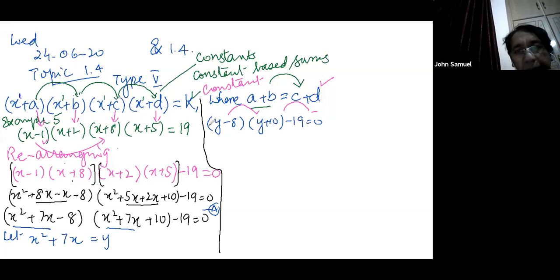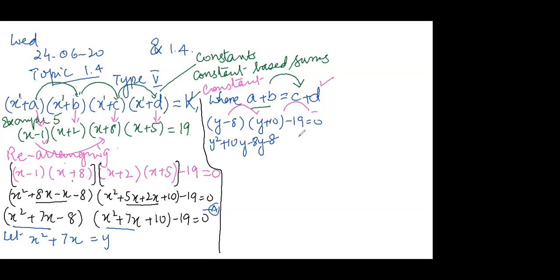Now, instead of four linear factors, this has shortened and become two linear factors. Now we can easily multiply, as we have already done. This was easy, so we can easily multiply these. y into y, you know that y square plus 10y, similarly minus 8y, and then minus 8 tens are 80, minus 19 is equal to 0.